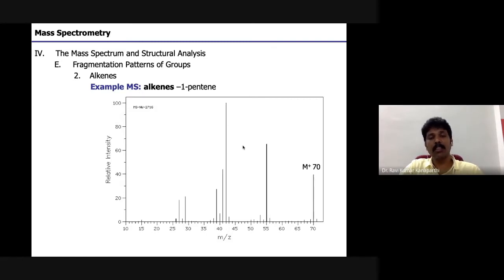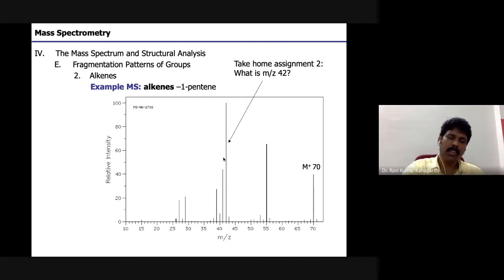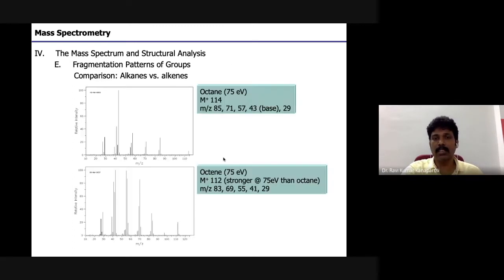It seems that the 42 peak is the base peak, right? And just adjacent to the 42 peak, at 41 there is another peak. That 41 is the allyl carbocation. Okay, so I'm just trying to concentrate on the more intense peaks.